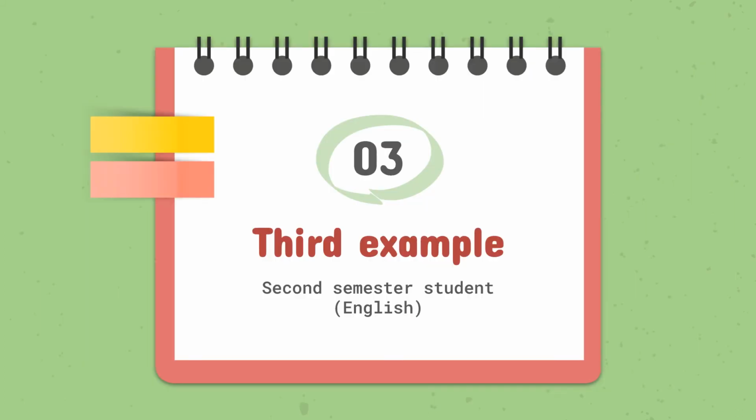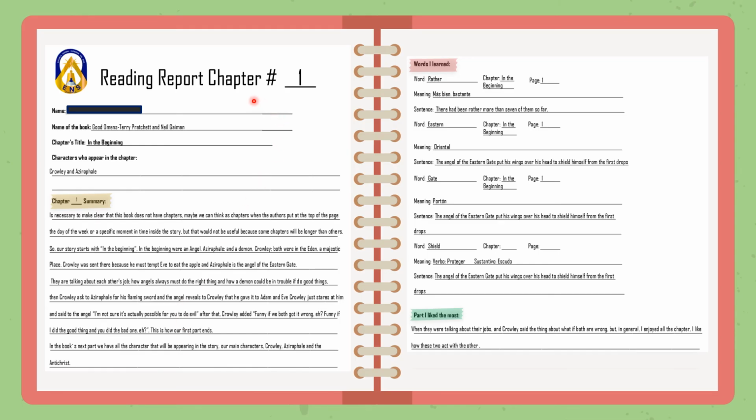This last and third example is from a second semester student, but she's studying English. So this one is another reading report. As you can see, she put the chapter she was reading. She also put the information about the name of the book, and she shared the name of the author. Well, authors in this case, the chapter's title, and the characters who appear. Her summary, I think this one was longer, but I had to cut it. The words that she learned and the meaning, which she actually wrote in Spanish, but the sentence was in English as she found it.